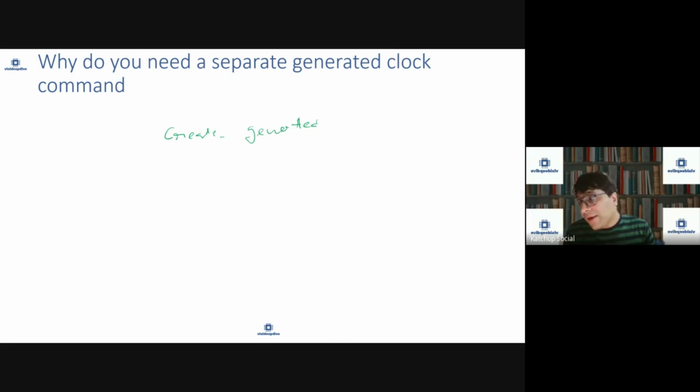Again, this command is just telling your STA tool that there is this modified version of the original clock, but it's not creating the clock structure. A clock divider, you still have to instantiate in the design. A clock multiplier, you still have to instantiate in the design. It's just telling the STA tool this kind of modified version exists in the design.